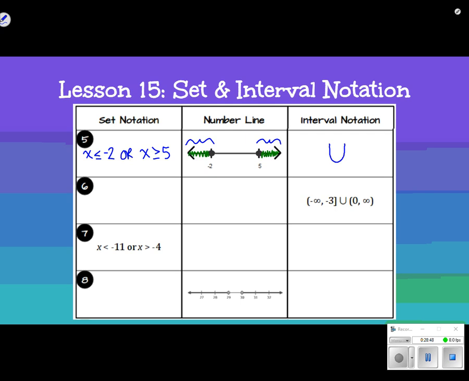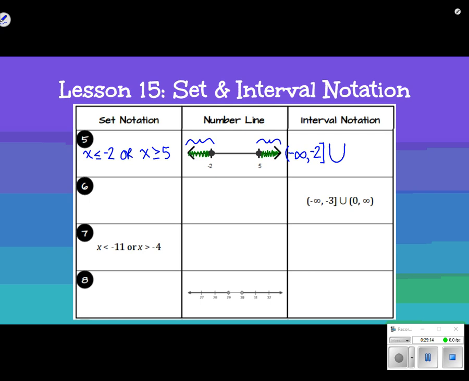But for number 5, for the left part, the x is less than or equal to -2. I'm going to have the smallest value be -infinity, comma, and then it gets a parenthesis with the -infinity, because infinities always get parentheses, all the way up to -2. -2 is the largest, and it gets a bracket.